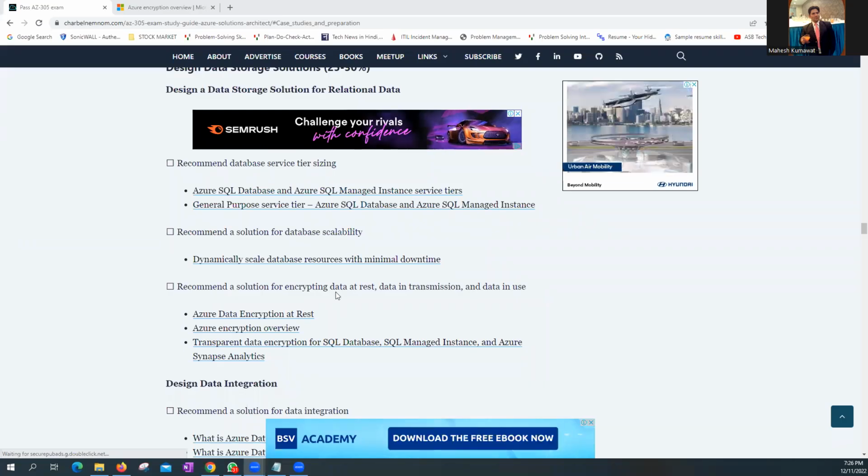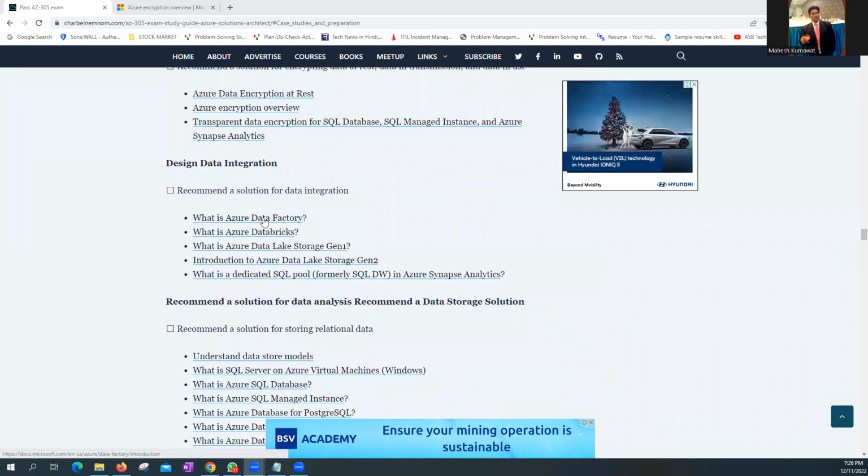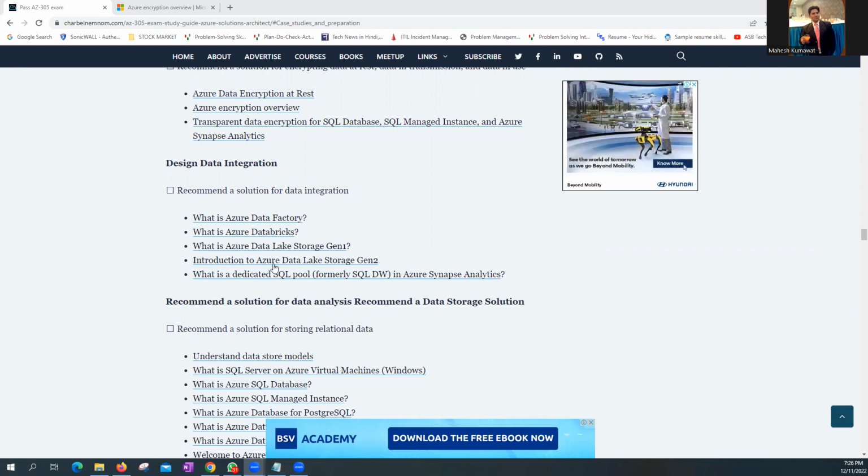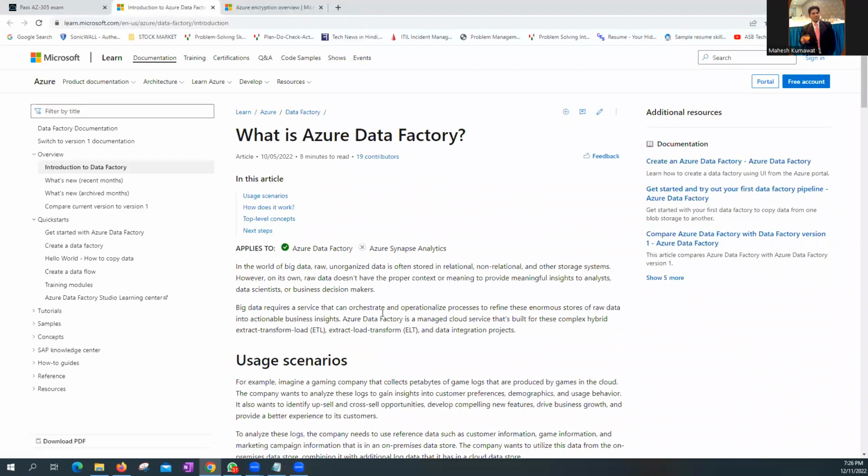Okay, so we are going with, in particular as per this, Data Factory, Databricks, Data Lake Storage Generation One, Azure Data Lake Storage Generation Two, and a SQL pool will be there. So we're just talking about the first thing, which is Azure Data Factory. What is important? Why is it required?